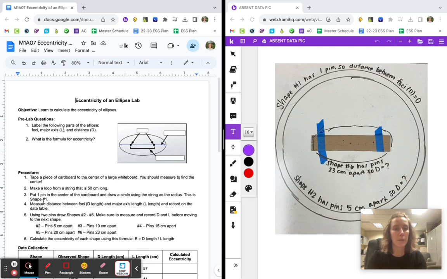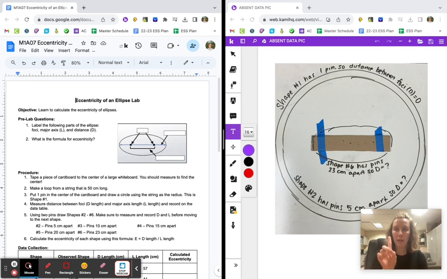So for step 3, it says you're going to put one pin in the center. So I took my one pin, I put it here in the center, and then I took this and I used it to go around and draw my shape. Okay, so that is shape 1 out here.